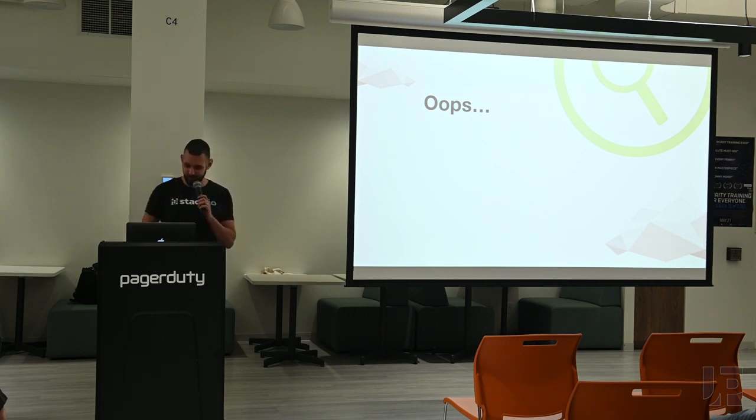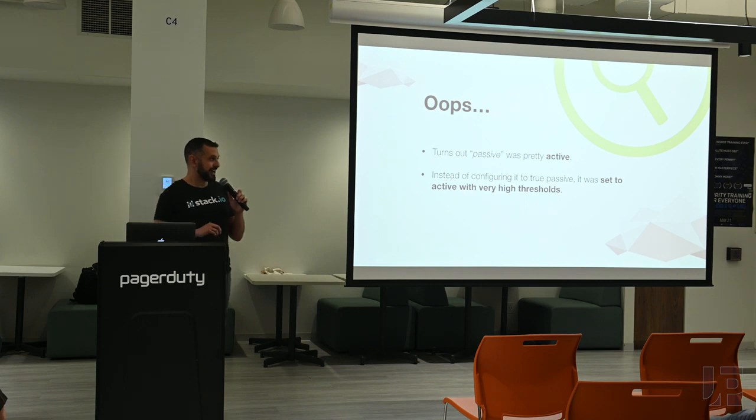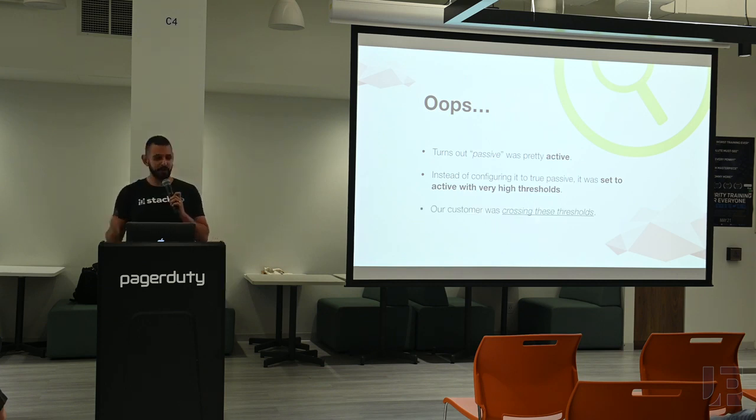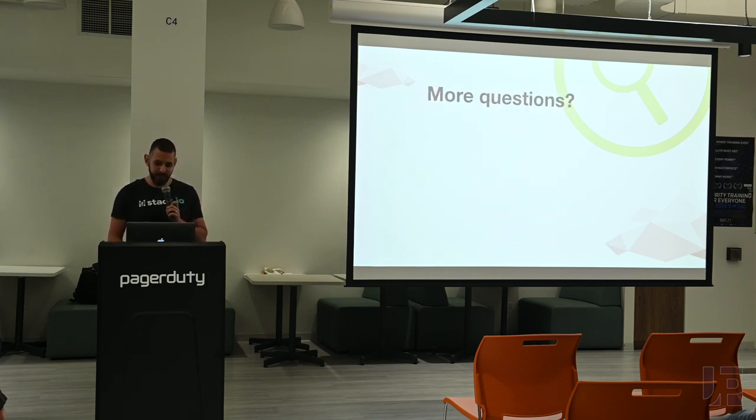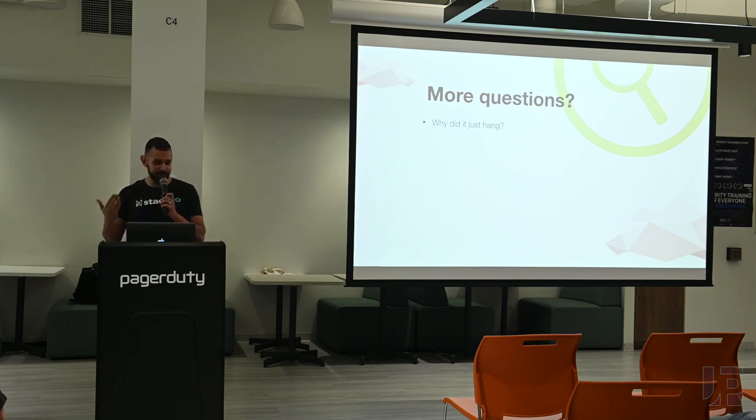It's like, all right, what's oops? Well, actually, passive mode is actually pretty active. Instead of configuring it to true passive mode, it was set to active, but with really, really high thresholds. And guess what? Our customer was crossing these thresholds. Okay, sounds okay, but I have some questions, like why does it just hang? What kind of DDoS device, when it hits a threshold, just hangs the connection? I don't need a DDoS device to do that. I can do that myself.